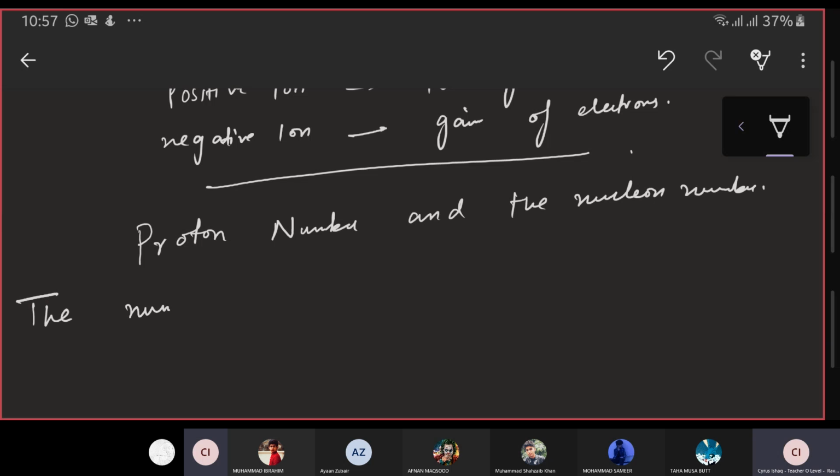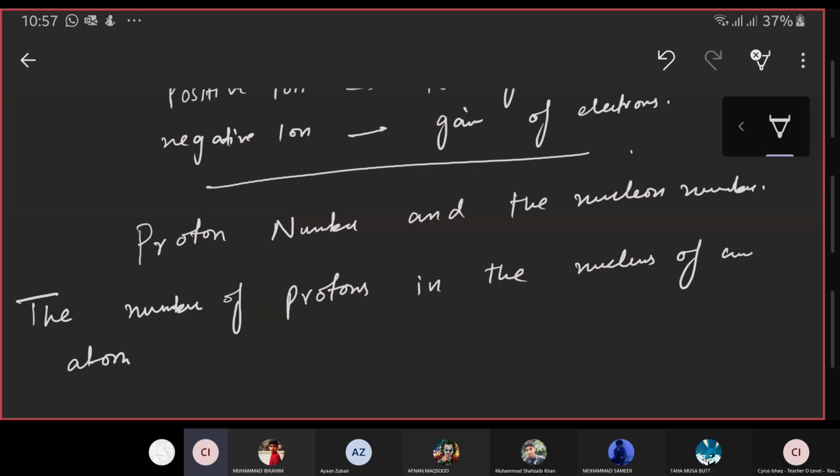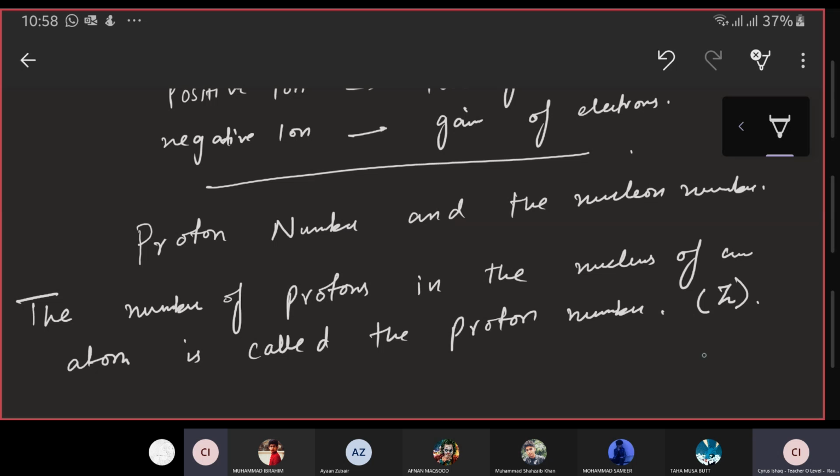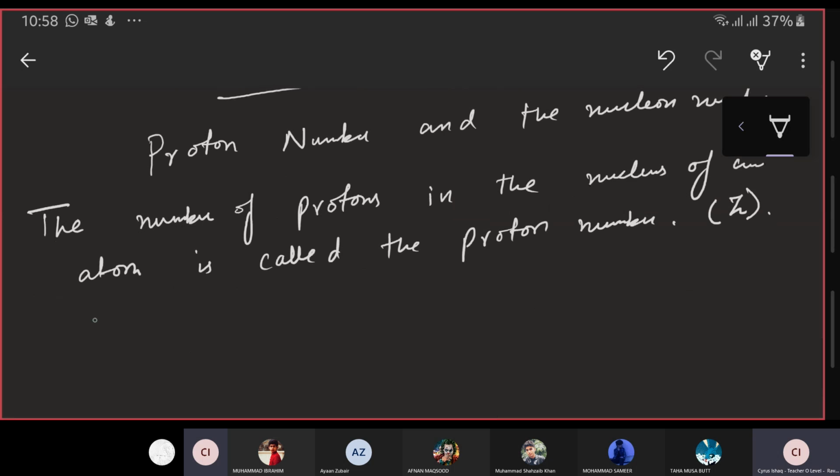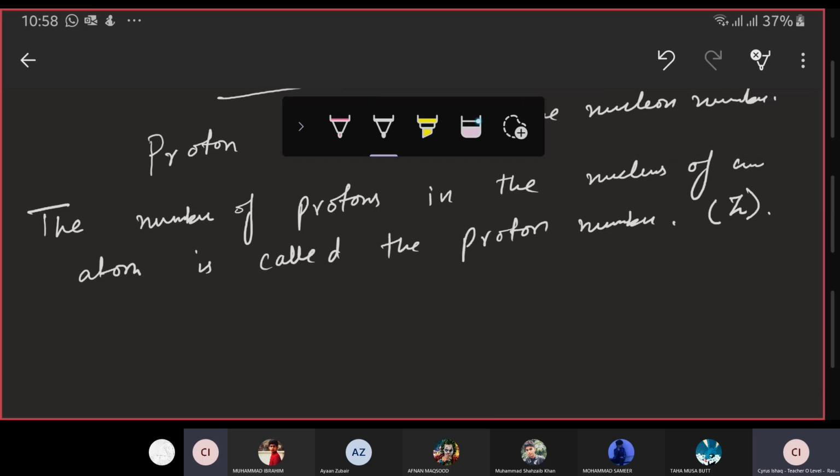The number of protons in the nucleus of an atom is called the proton number. And we represent it with the number Z. हम इसको Z से represent करते हैं. इसको हम Z कहते हैं proton number को. इसकी notation है. ठीक है, proton number, or it is also known as atomic number. I'm going to write here proton number or atomic number.